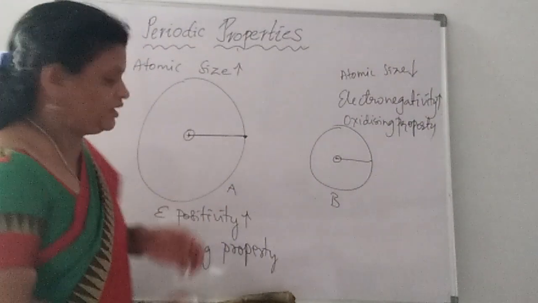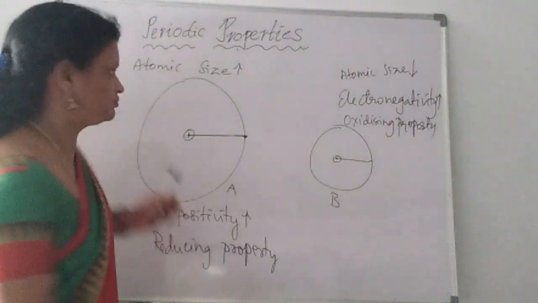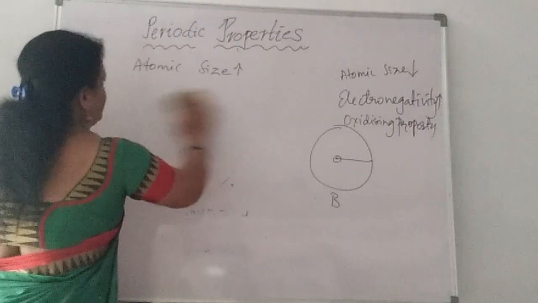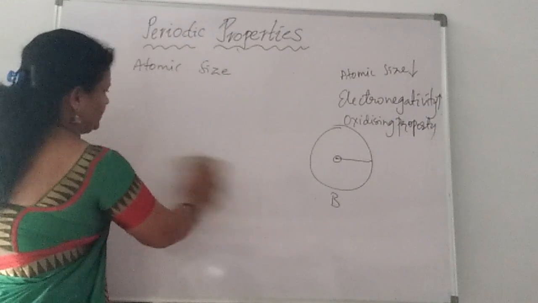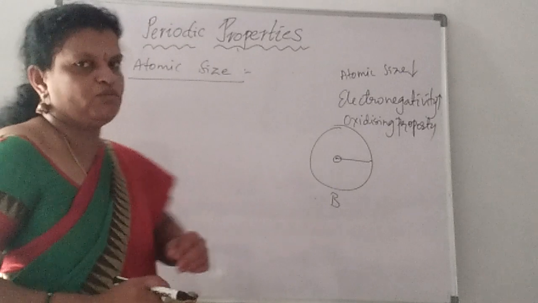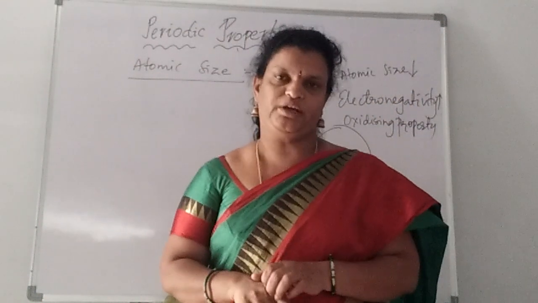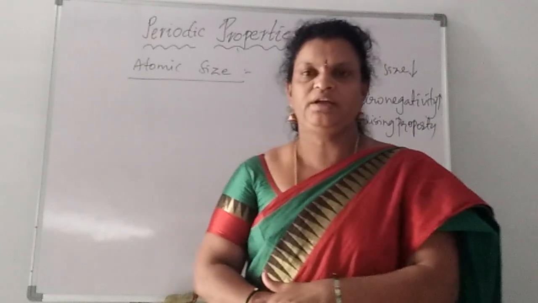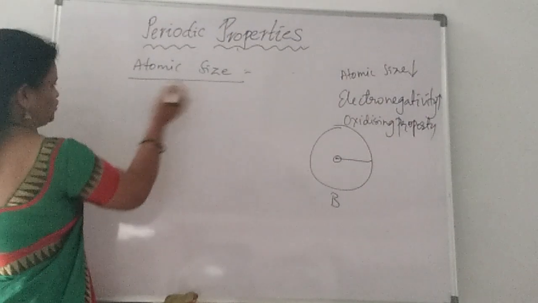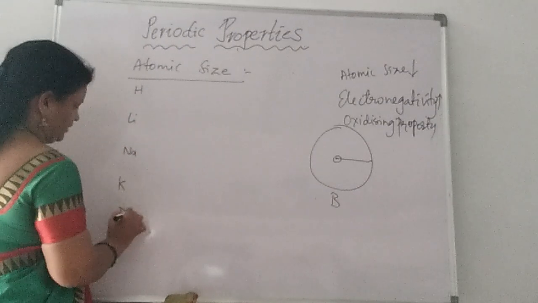Now let us see how atomic size changes in a group and in a period. With some examples, we'll take one group and one period and see how it changes. In the trick I gave you, you have seen that atomic size increases from top to bottom in a group, and in a period it decreases from left to right. Based on that, let's take the first group: hydrogen, lithium, sodium, potassium, rubidium, cesium, francium.